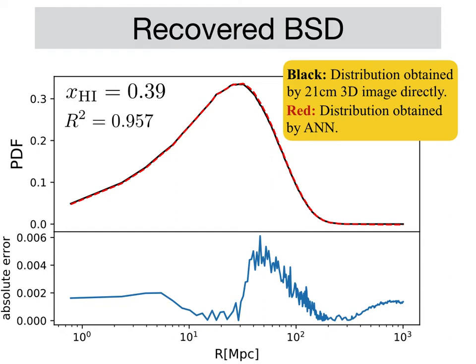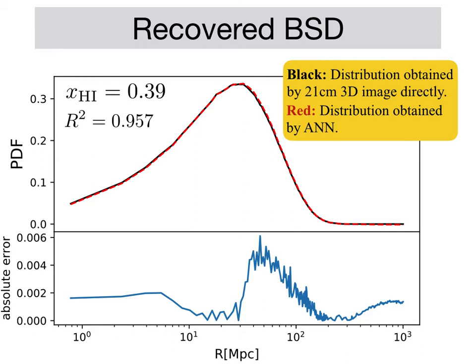Here, I show the result. The top panel shows the bubble size distribution of ionized bubbles obtained by the neural network and obtained from the 21 cm 3D image directly. And the bottom panel is the absolute error between the bubble size distribution obtained by the neural network and the bubble size distribution obtained from the 3D image directly.